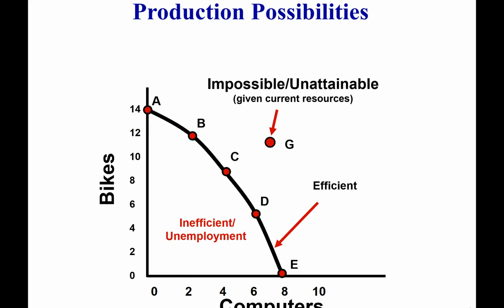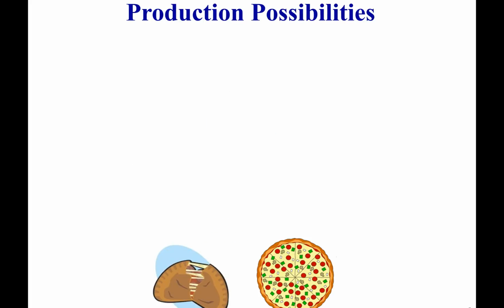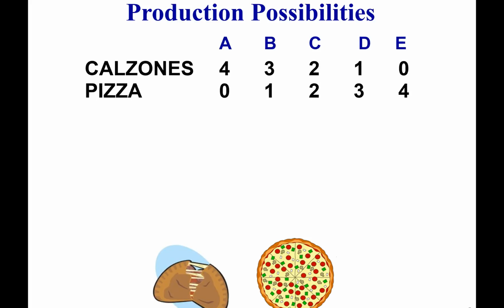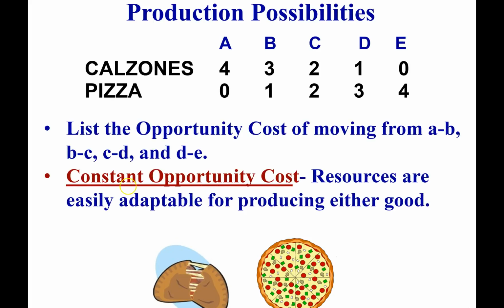So opportunity cost is the key element that we'll be looking at in this model as we connect it to trade and production possibilities. There are 2 types of production possibilities trade-offs. One is called constant opportunity cost, and that happens when you have resources that are highly adaptable. So calzones and pizzas are a good example. For each calzone that I make, I give up the opportunity to make a pizza. And it's going to be constant because the resources are adaptable. I can use the same resources to make calzone or pizza.